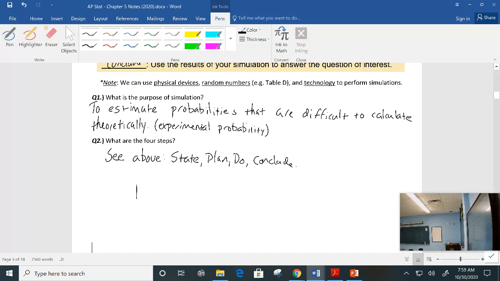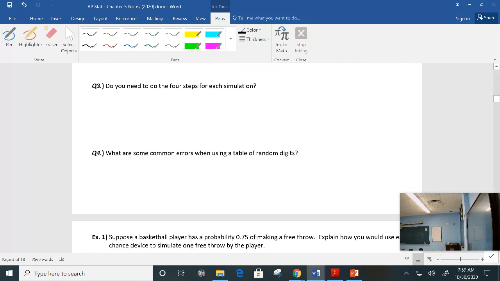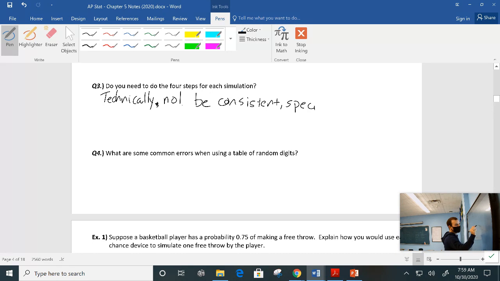Do you need the 4 steps every time? No, you don't, okay? Just make sure that you're consistent in what you're doing. Just be consistent, specific, and use context.